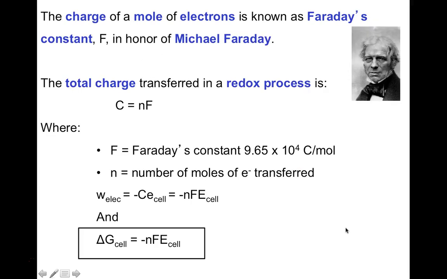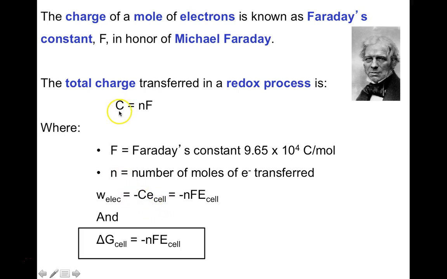That number is kind of important, and we call it Faraday's number, and we give it the symbol uppercase F in honor of Professor Michael Faraday. So the total charge that's going to be transferred in a redox process will be the number of electrons that are moved multiplied by Faraday's constant. So the electrical work that is done by our cell is equal to the negative of the charge transferred multiplied by the cell potential. That should be an uppercase E there, but never mind, I'll fix that later.